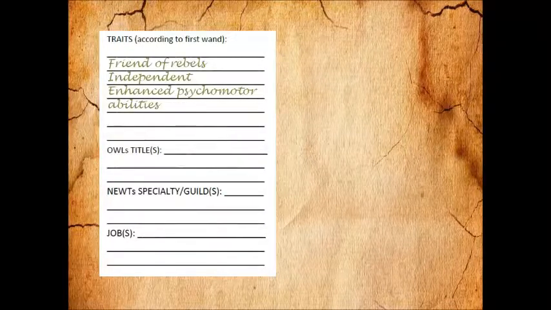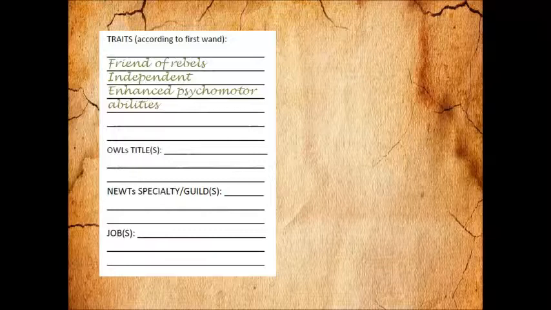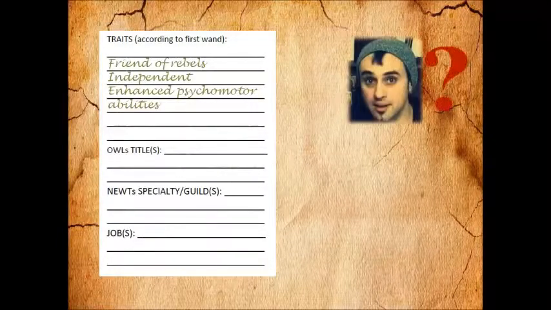See, Erin's first wand, made of aspen and thestral hair, told us that she's a friend of rebels, independent, and she has enhanced psychomotor abilities. She's really cool. But if you want to know more about wand crafting and assigning, again, you'll have to ask my game master. He's the one who made all of this up.